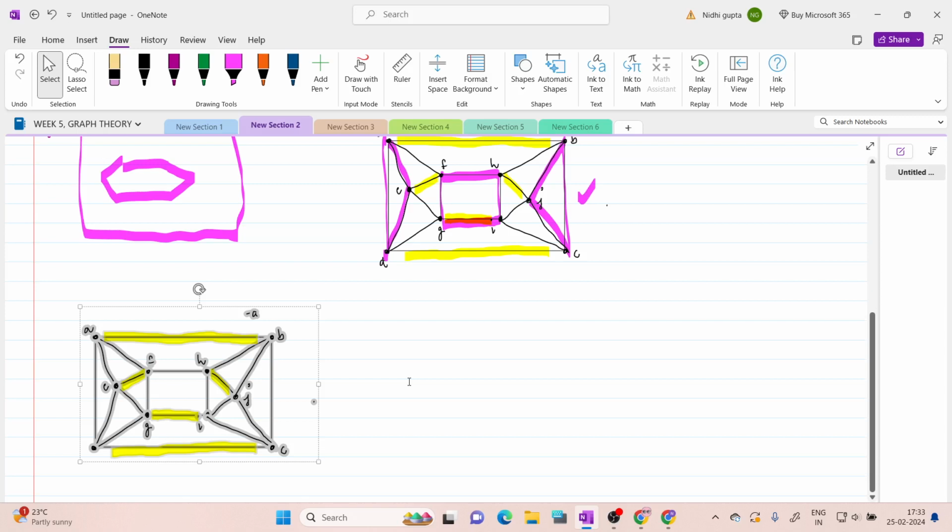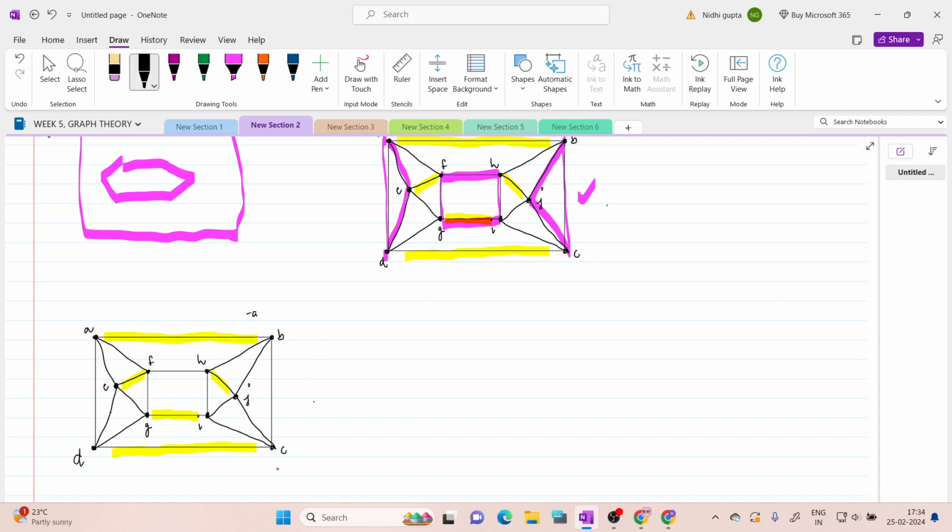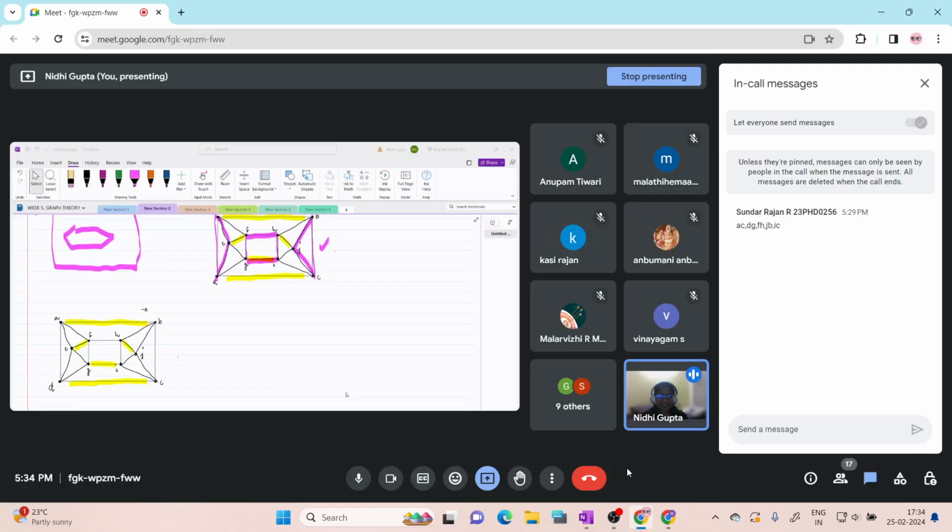So what is your example? No, no, one vertex is missing. D. Okay. What is your example? So somebody was saying some example. Okay. So in this, find a three factor. That means a three regular subgraph which contains all the vertices.